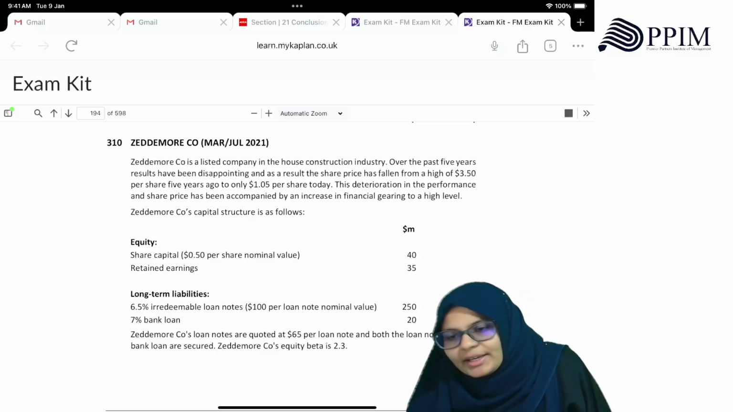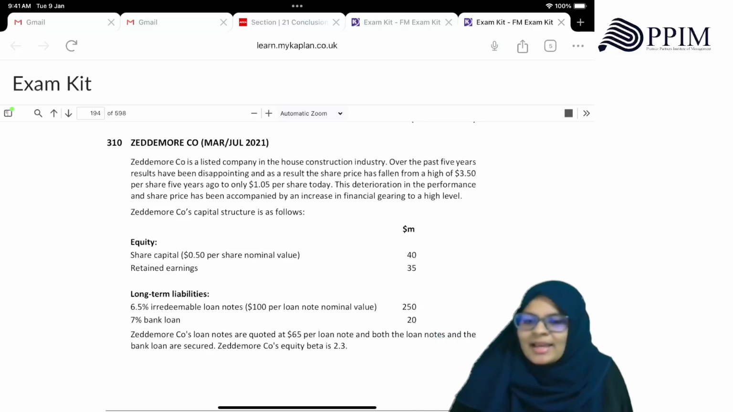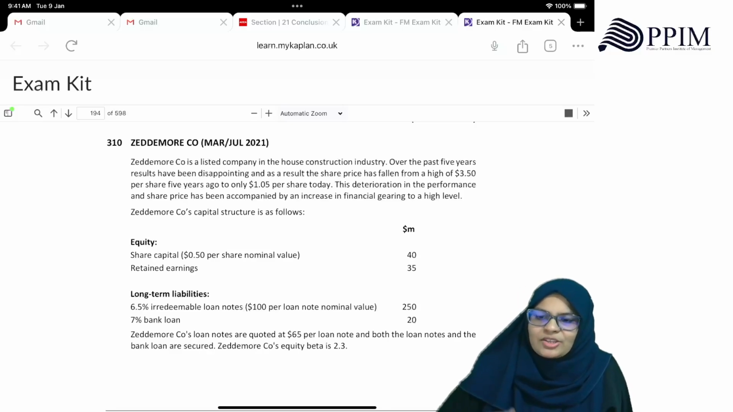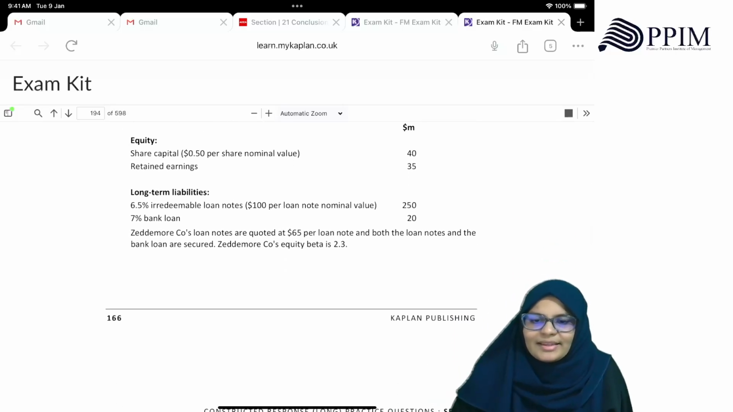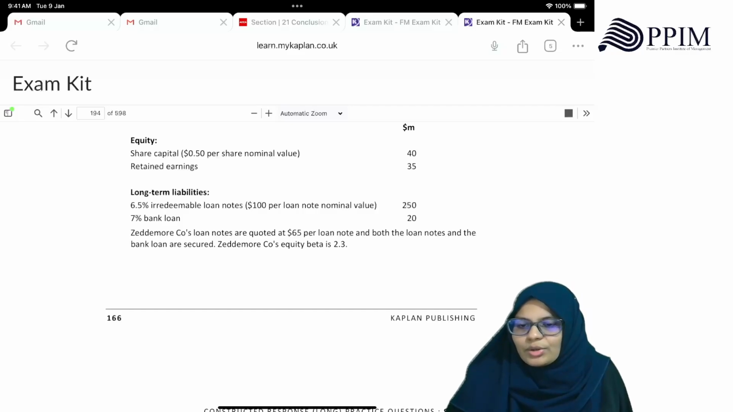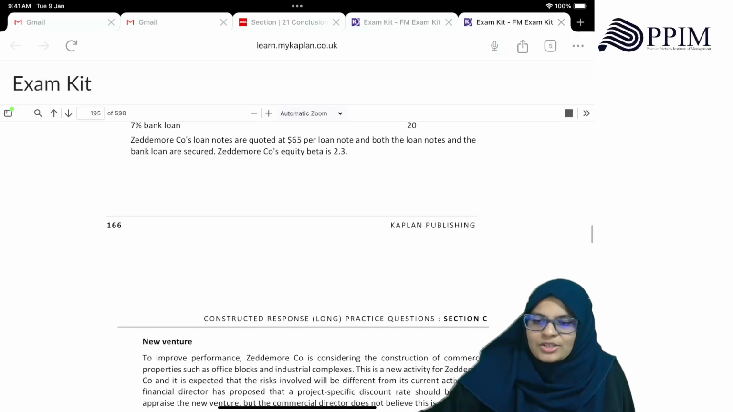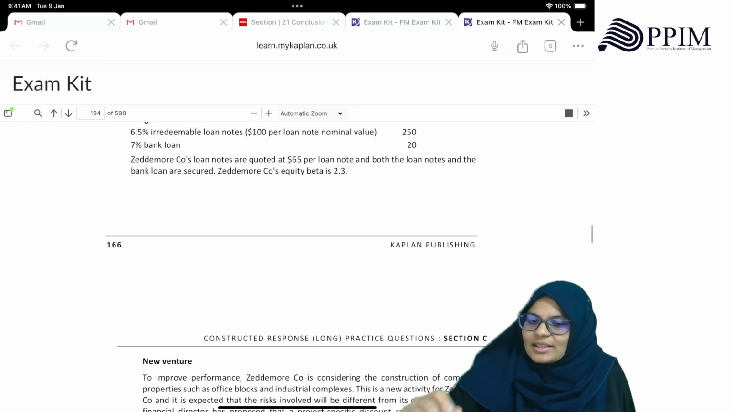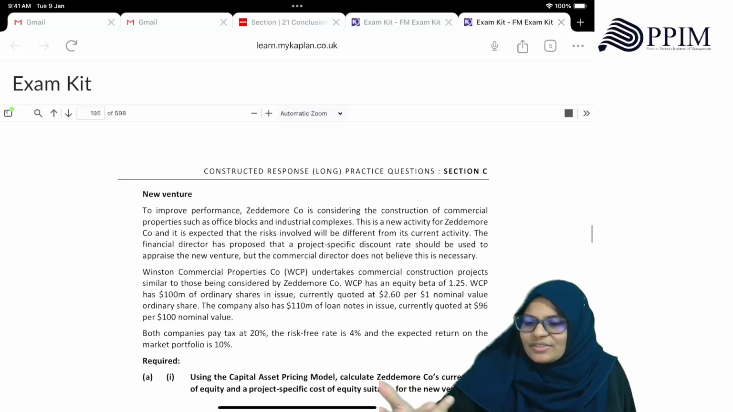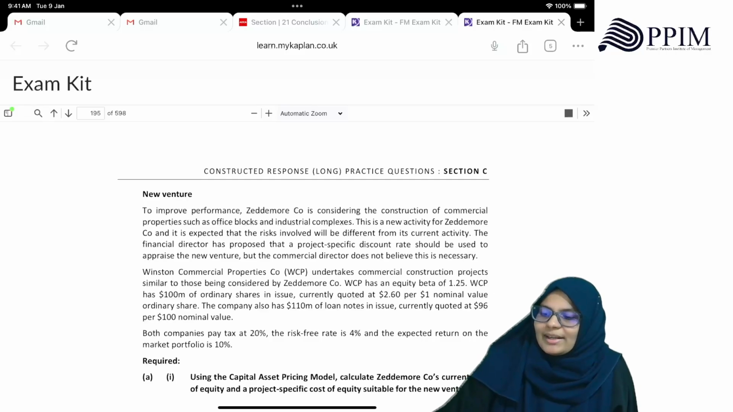The deterioration in the performance and share price has been accompanied by an increase in financial gearing to a high level. Fine. So they're giving me the equity, the long-term liabilities and all that. Then they're saying ZMO company's loan notes are quoted at 65 per loan note, and both the loan notes and bank loan are secured. We have an equity beta as well. So if you want to get the general KE, we need to use this equity beta and we need to use the risk-free rate and the market return as well. That's also given 10%, right? So let's go ahead and get that first.